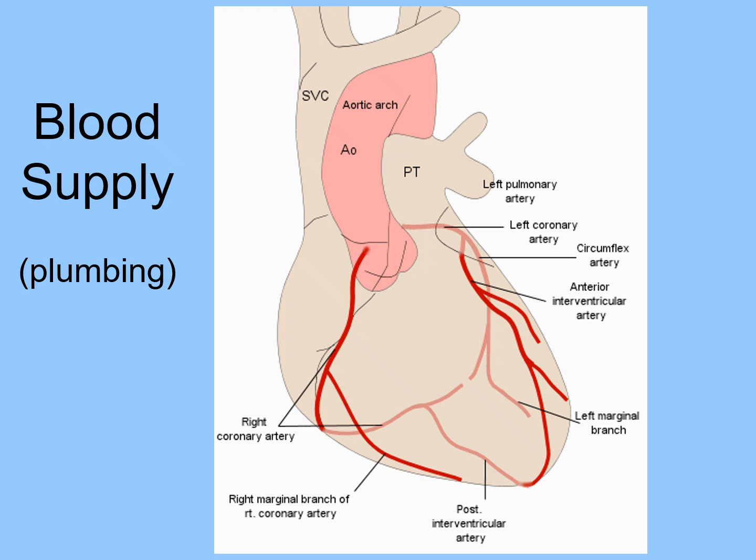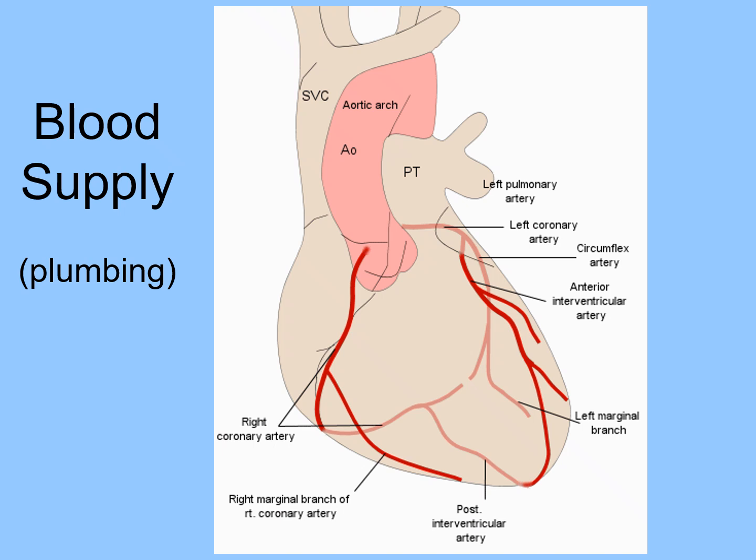The middle cardiac vein, which runs with the posterior interventricular artery, will drain the posterior right and left ventricle, while the small cardiac vein that runs with the right coronary artery will drain the right atria and ventricle on the posterior side.